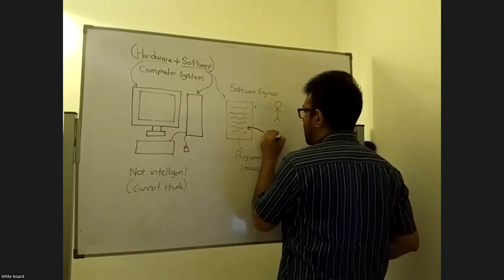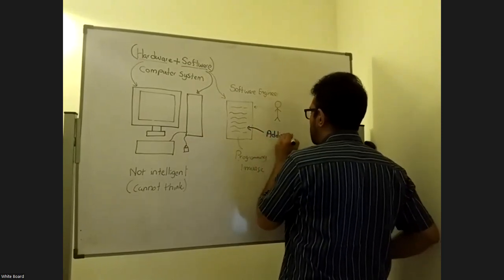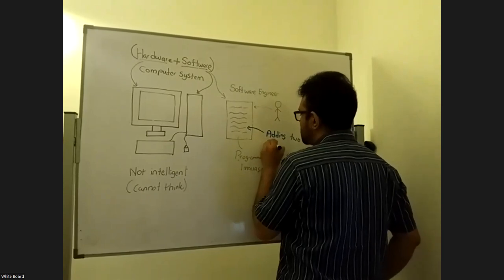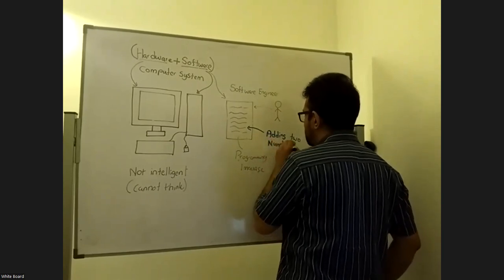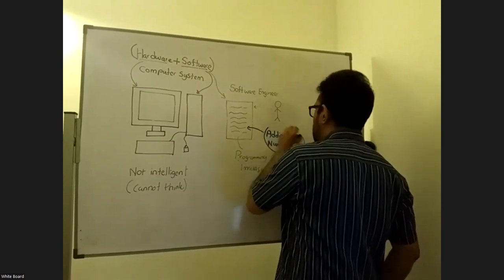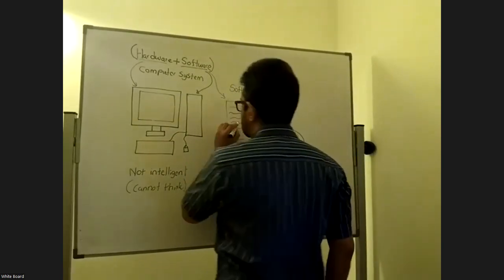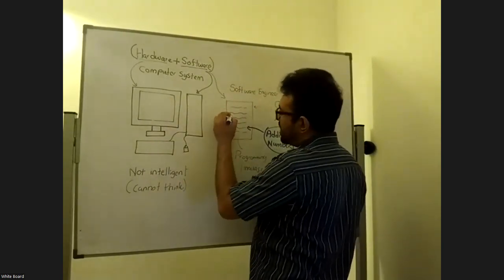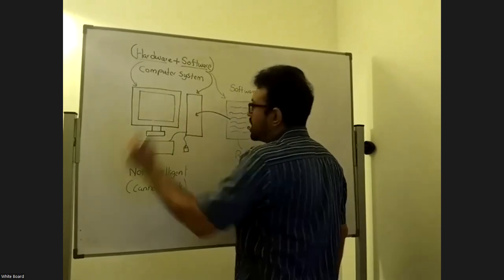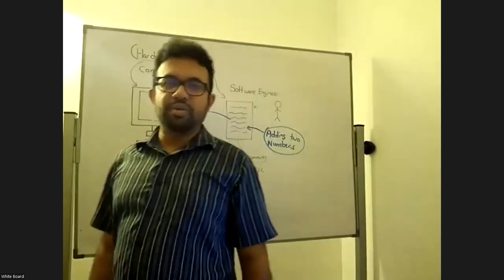Adding two numbers. So these instructions are for adding two numbers. So when these instructions are written by the software engineer and given to the computer, now the computer knows how to add two numbers.